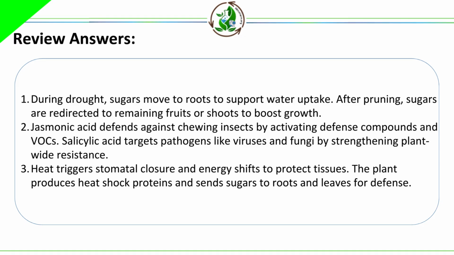Jasmonic acid defends against chewing insects by activating defense compounds and volatile signals, while salicylic acid targets pathogens like viruses and fungi, boosting resistance throughout the plant. When plants experience heat stress, stomata close, energy is redirected to protect tissues, heat shock proteins are produced, and sugars are sent to the roots and leaves to support defense.